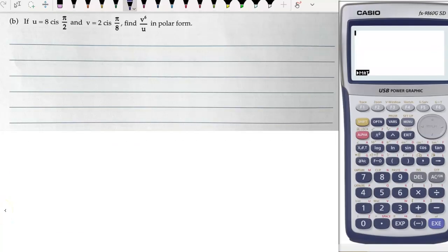Now we're taking a little side quest to do part B on an updated question. So this is a new question in the latest edition of the book, so that's why this bit of the video looks a little bit different, but we're going to go ahead and work out v to the 6 over u in polar form. Okay, so let's start with thinking about what v to the 6 is.